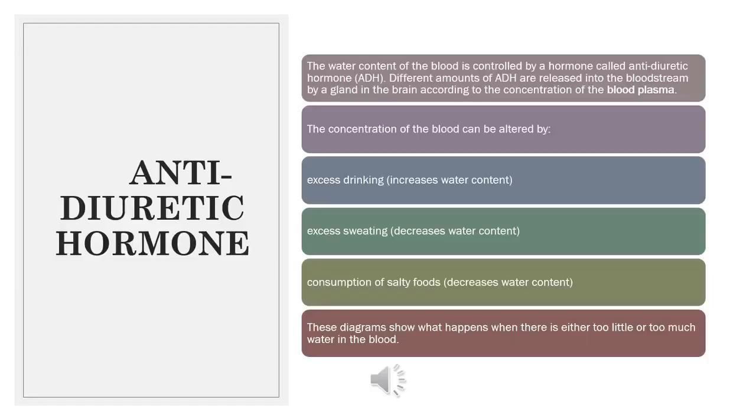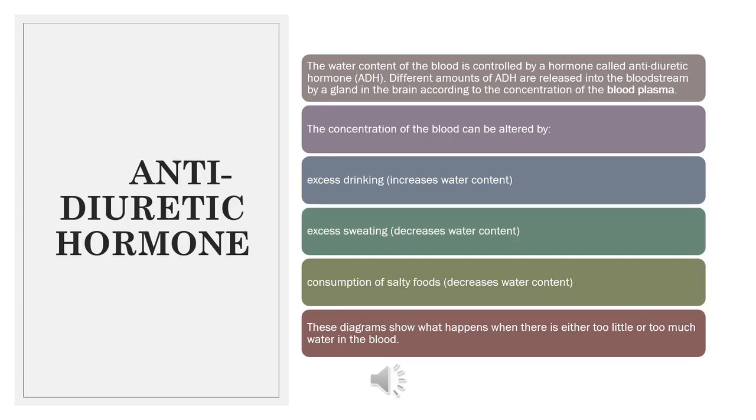Now students, we will discuss the osmoregulatory function of the kidney. Kidneys play an important role in osmoregulation by regulating the water content of the blood. The water content of the blood is controlled by a hormone called antidiuretic hormone. Different amounts of ADH are released into the bloodstream by a gland in the brain, according to the concentration of the blood plasma.